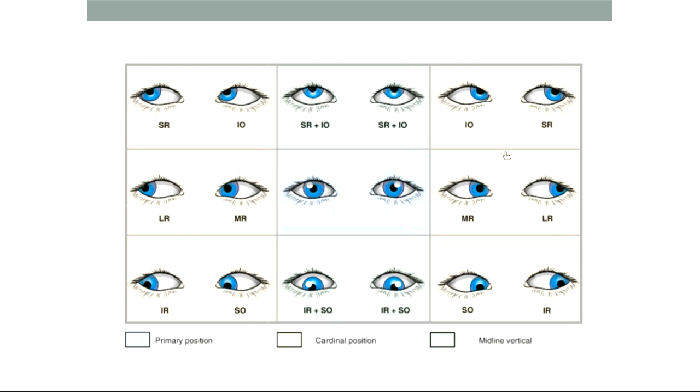Over here, if the person was asked to look up and to the left, then the right eye, the inferior oblique would be responsible for that action, where on the left it would be the superior rectus, etc.